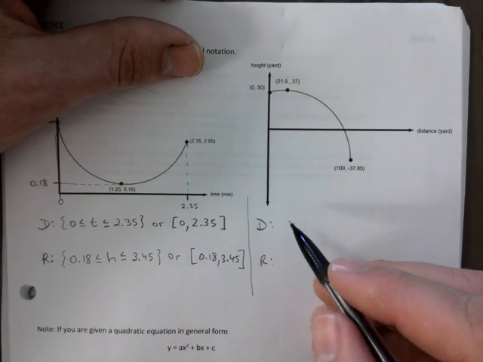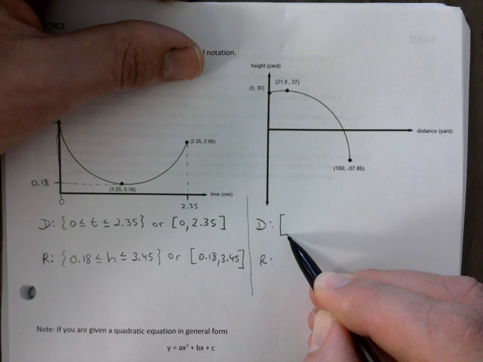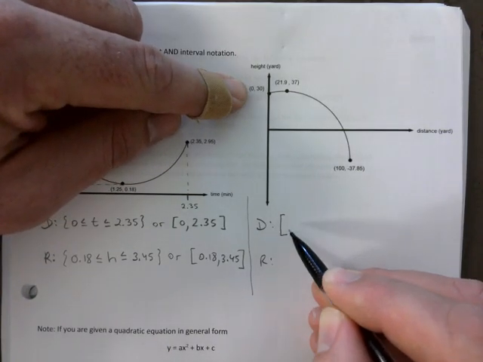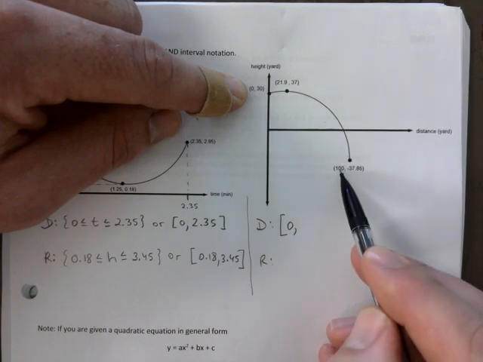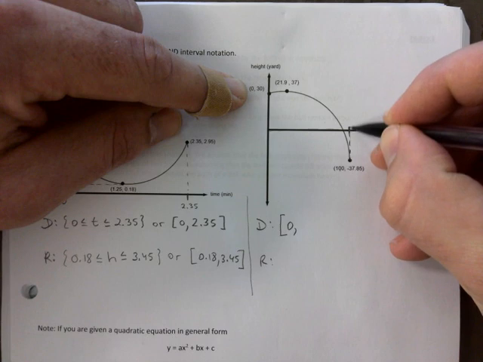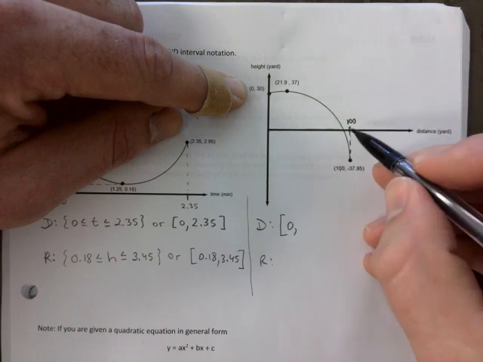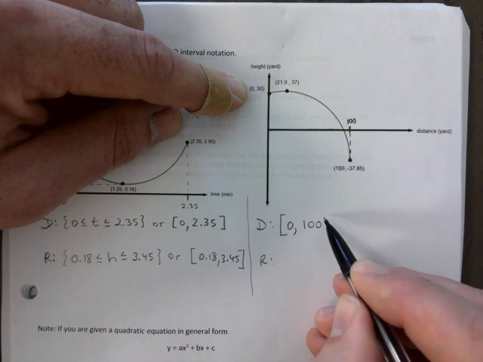For this curve here, I'm just going to block this off. Let's see if we can do it just using interval notation. For my domain, I'm going from 0 all the way to, this is actually happening at 100, right? This right here is the 100 mark for the x value, all the way from 0, right? So 0 to 100.